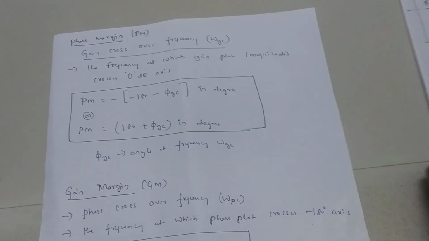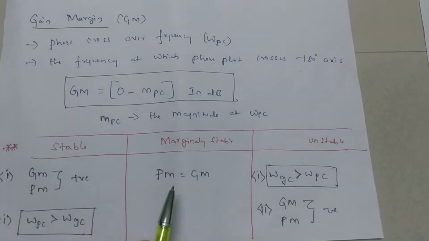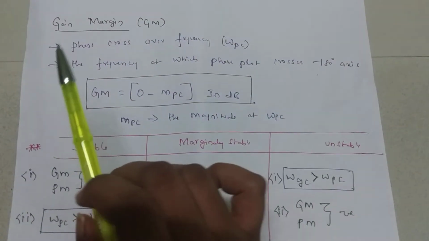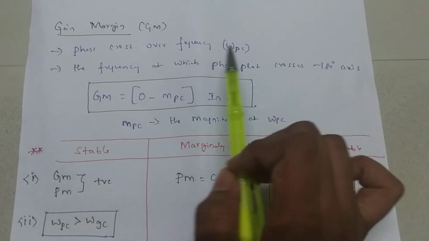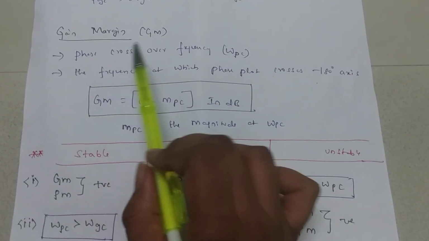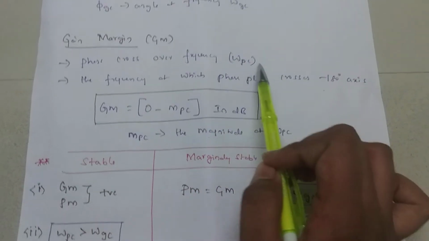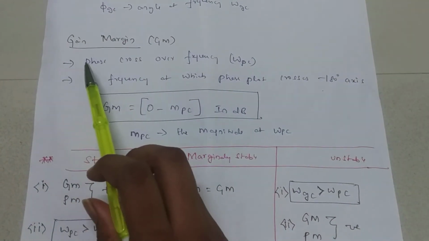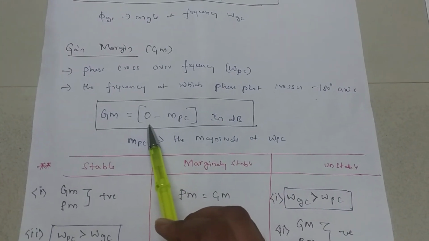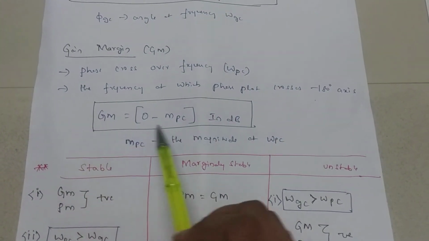The next concept is gain margin and phase margin. See here, the first step is gain margin. So what is the gain margin here? Gain margin is defined at the phase crossover frequency, that is omega PC. The gain margin should be taken from the zero dB condition. In the plot, it should be in the zero condition.